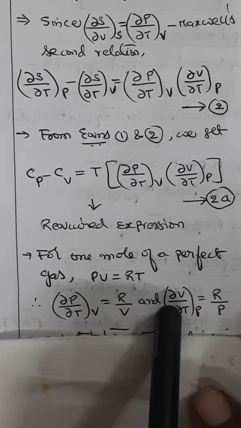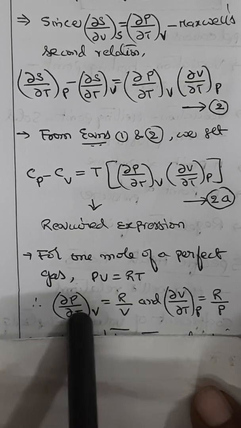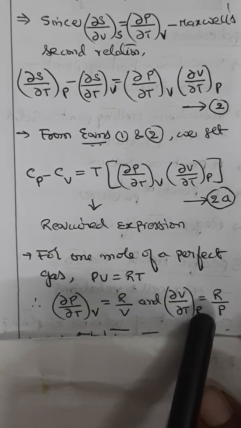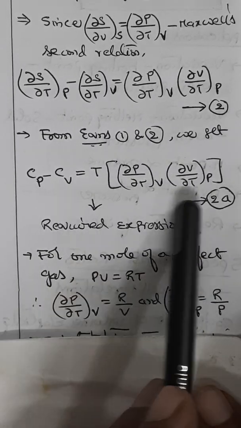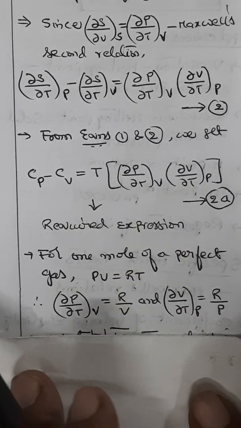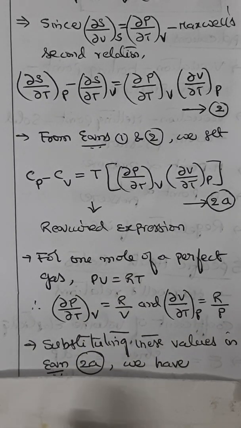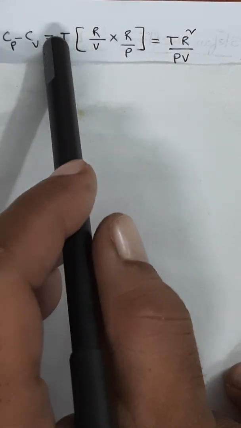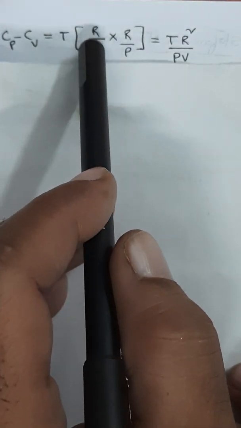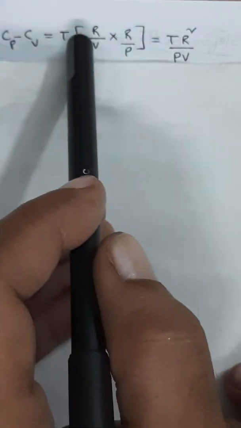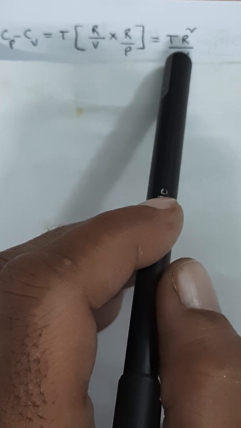Now put these two values, ∂P/∂T at V for this and ∂V/∂T at P for this, in equation 2a. Substituting these two values in equation 2a, we will get the respective values as Cp minus Cv equal to T into R by V into R by P. Then, expanding this, it becomes PR square by PV.